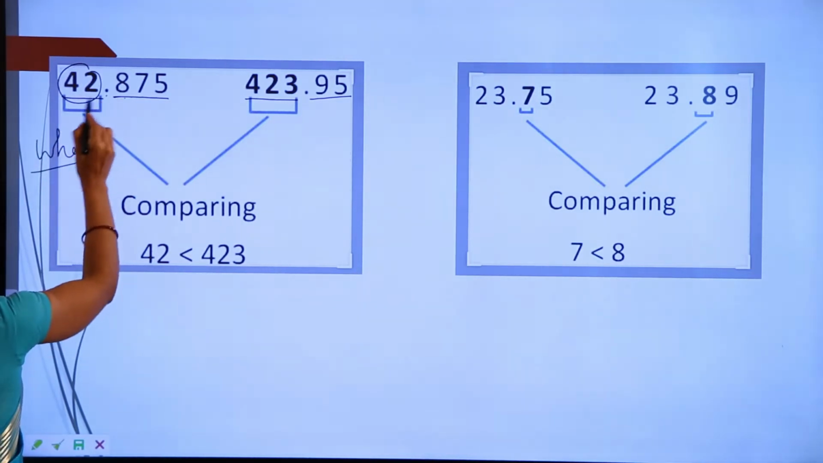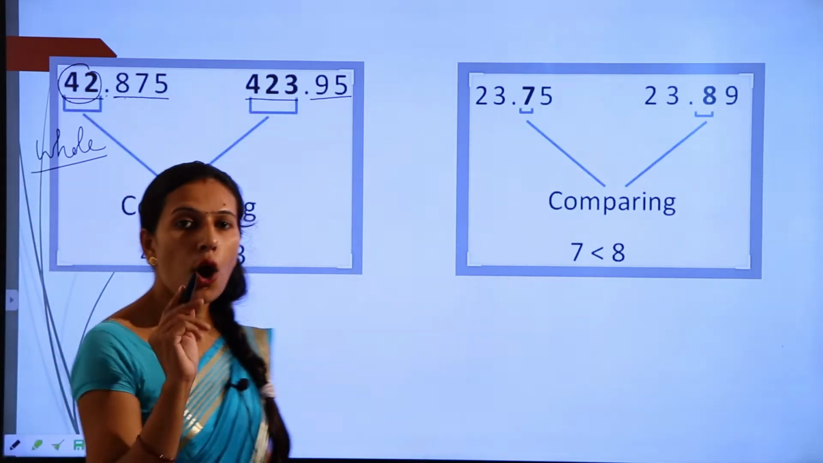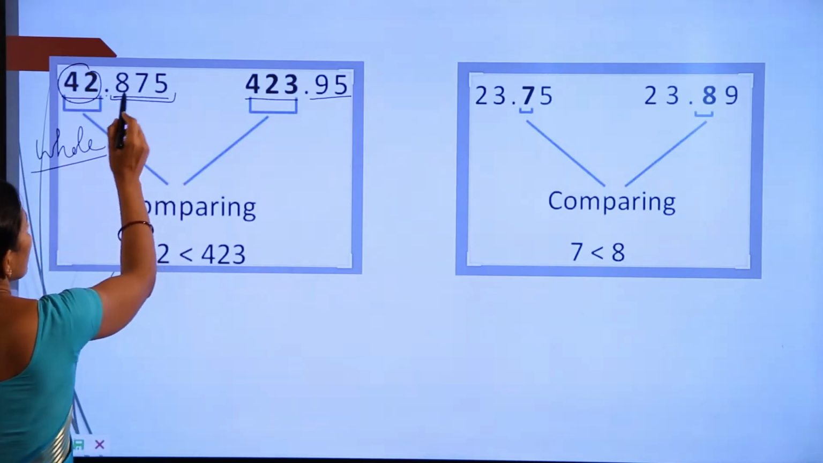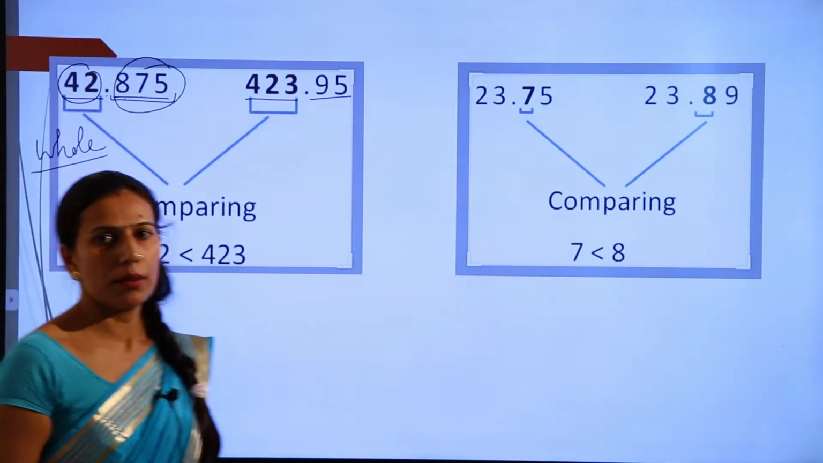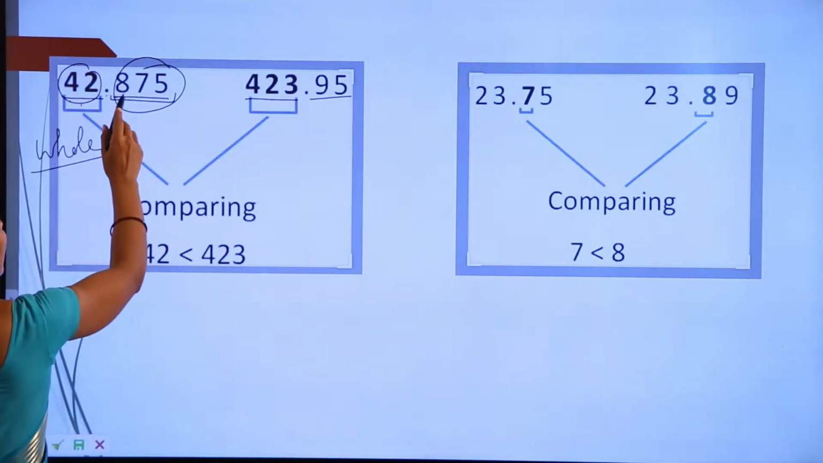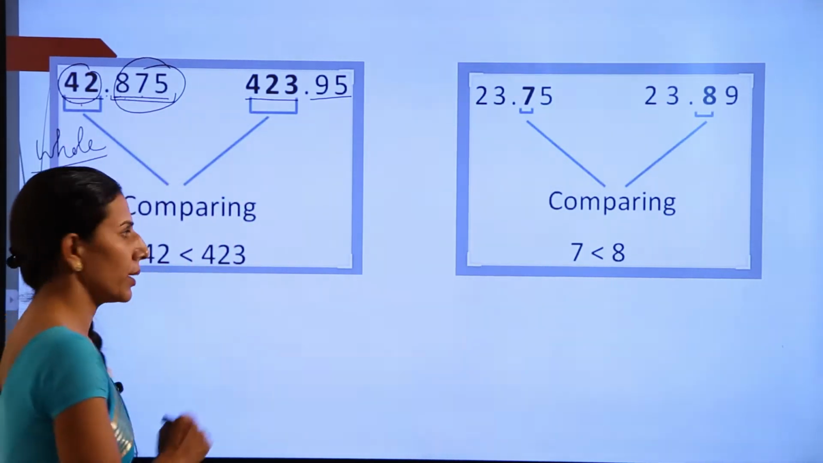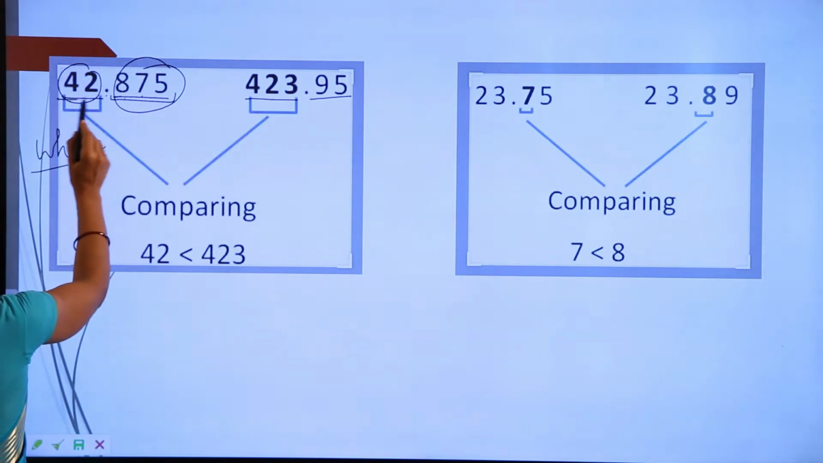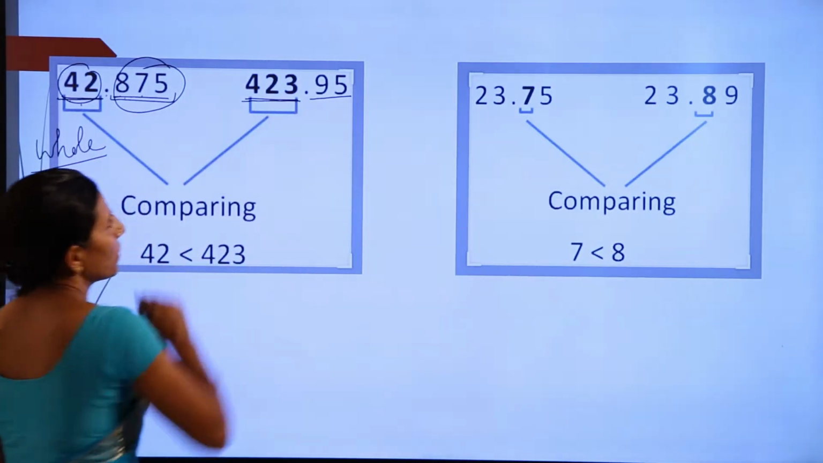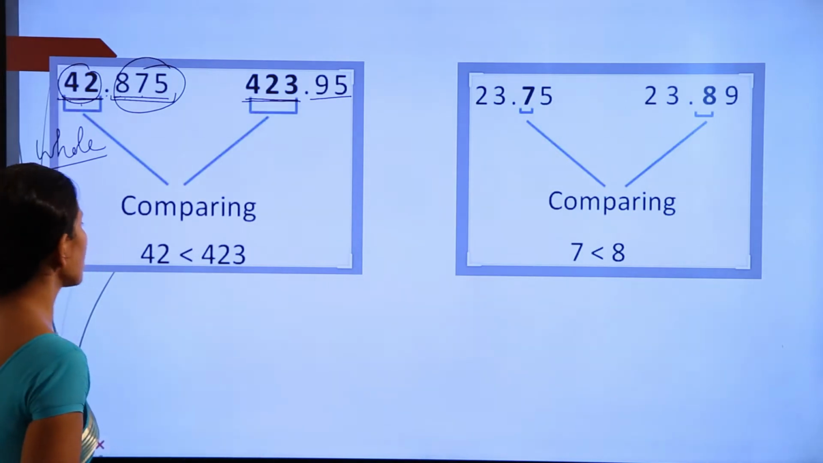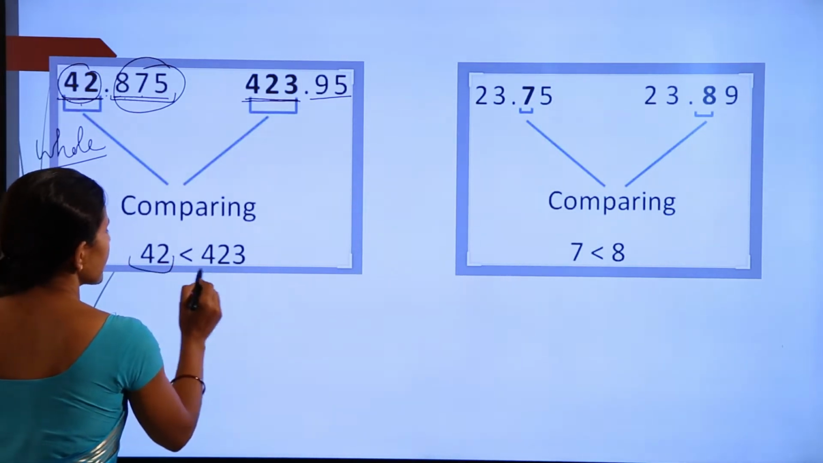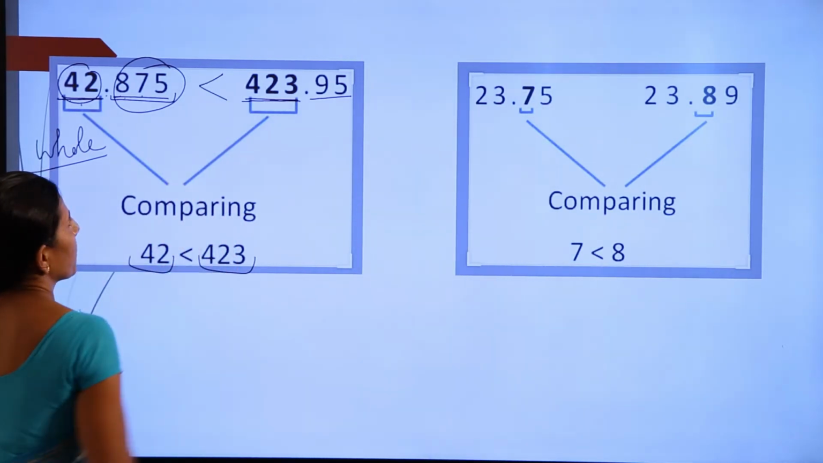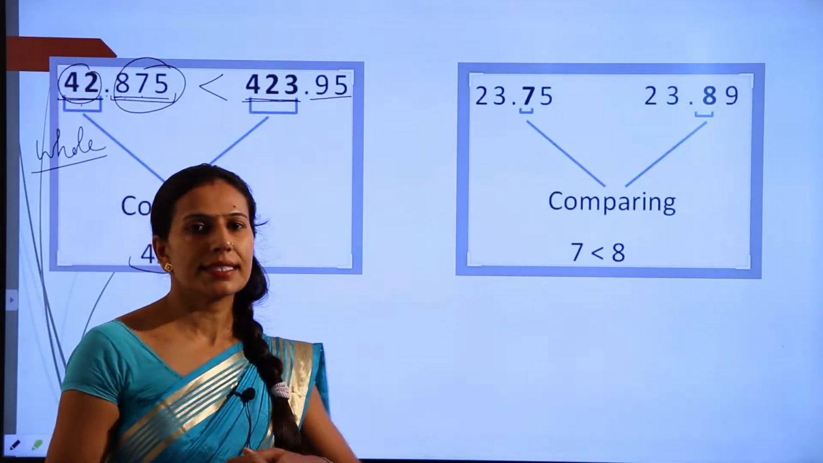The number before the decimal is a whole number and the number after the decimal is a part of a whole number, right? So 42 is a whole number and 875 is a part of a whole number. So see how to compare the decimal numbers. Here we have 42, a whole number, and 423 is a whole number, right? So we can compare that 42 is less than 423. So we put the sign of less than here.